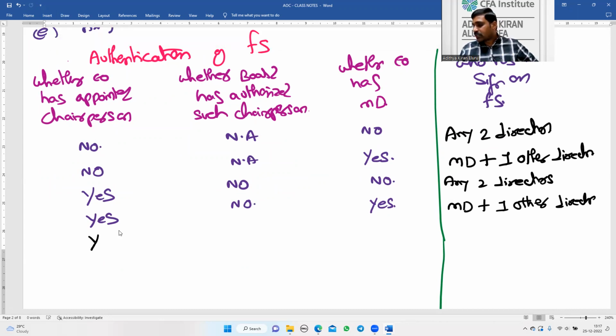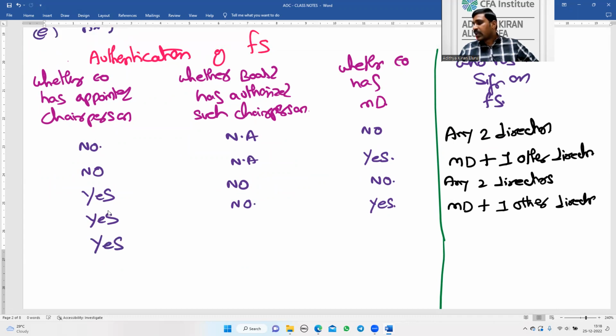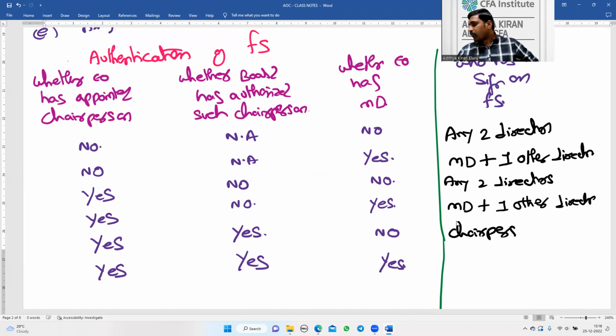Whether the company has a chairperson? Yes. Whether the board has authorized such chairperson? Yes. Whether the company has a managing director? Not necessary to analyze, whether it is yes or no. In both cases, whether the company has a managing director or not, who will sign? The chairperson will sign. Here also the chairperson will sign.